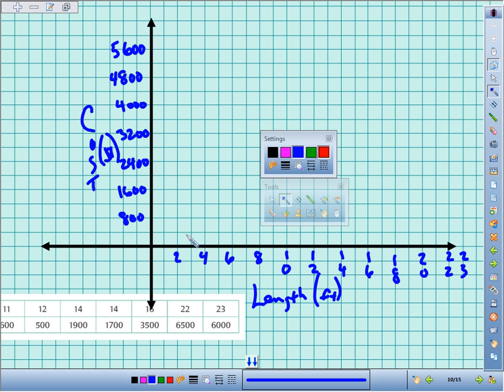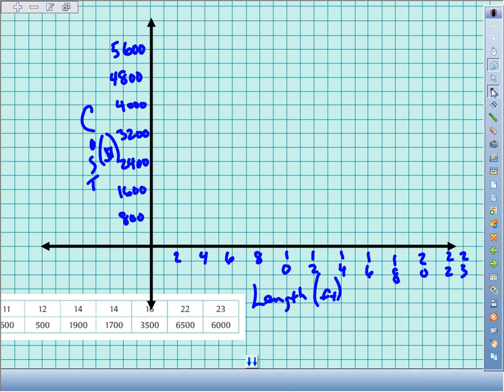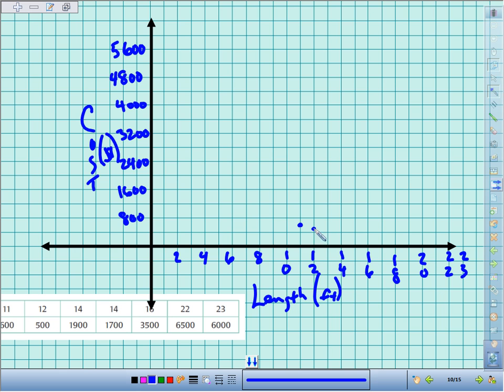First point was 11, 600. So we're over 11, up 600. Let's see, there's 8, there's 4, 600 halfway between. We've got 12, 500. 12, there's 400, 500 would be about right there. We've got 14, 1,900. Okay, let's see. There's 2,000, a little less than 2,000, 1,900. Close enough. We've got 16, 3,500. There's 3,600, so 3,500 is a little less than that.